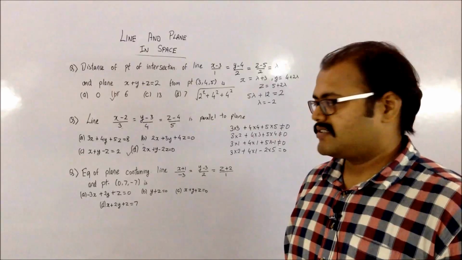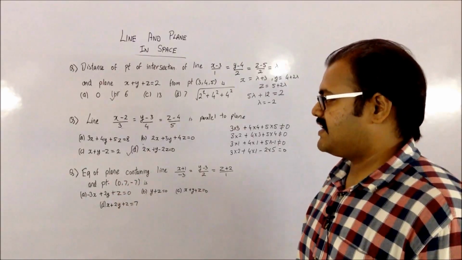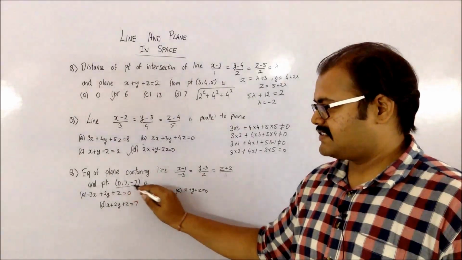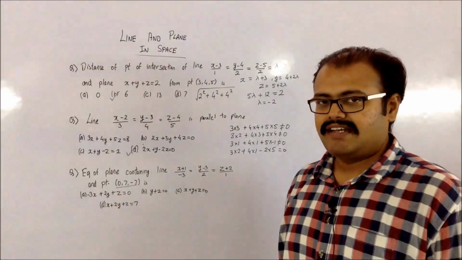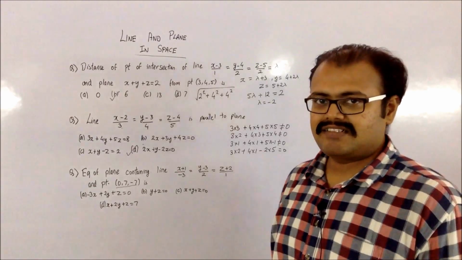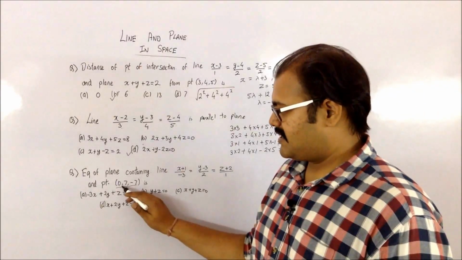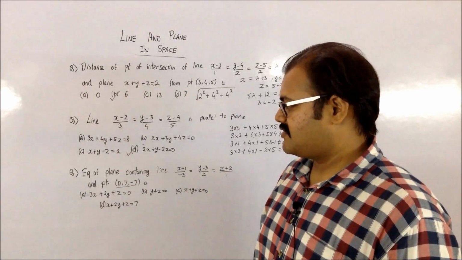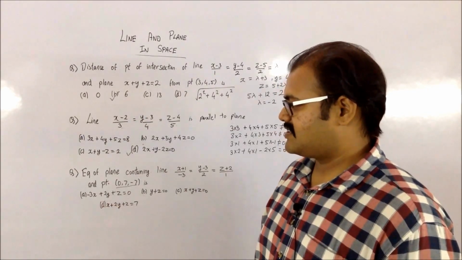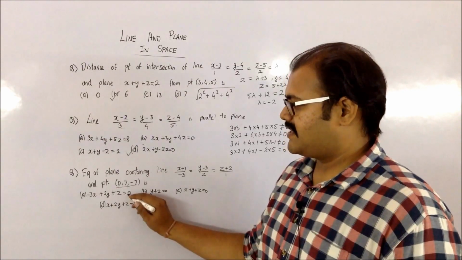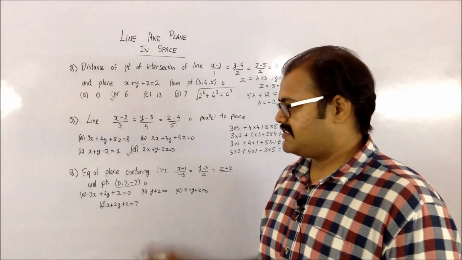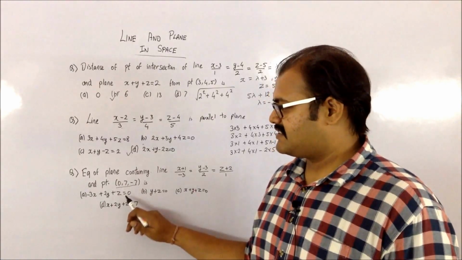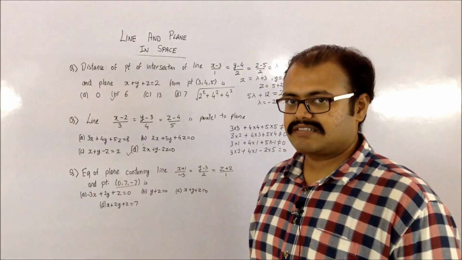Moving on to the next one, you have to find the equation of the plane containing this line and the point. Since one of the points is given which has to lie on the plane, you can use it for elimination of the options. You require (0, 7, minus 7) on the plane. If you substitute in the first equation, you can see that you are not going to get it equal to 0. That means if you substitute x as 0, y as 7 and z as minus 7, it won't satisfy this equation.